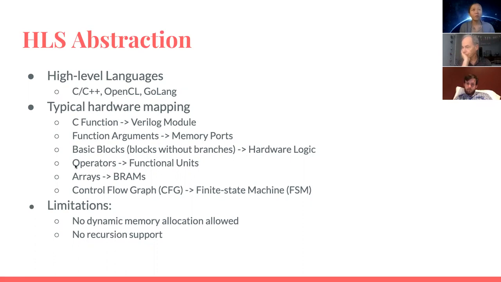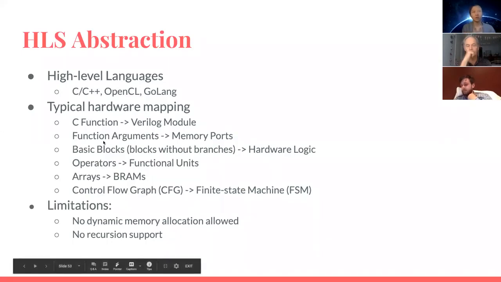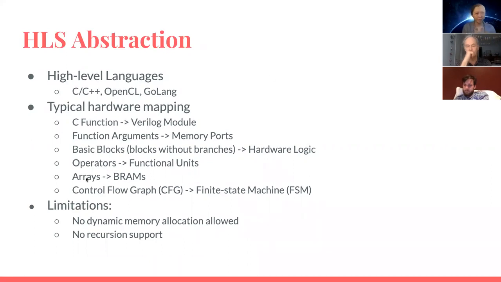And then the operations will be mapped onto functional units, such as multiply will probably be mapped onto a DSP on FPGAs, for example. And then the arrays, the memory storage, will be mapped onto memories like BRAMs. So here we're talking about all these structures as in FPGAs instead of an ASIC. And then the control flow graph, we typically turn into a finite state machine. So this is what a typical hardware mapping from high-level synthesis looks like.